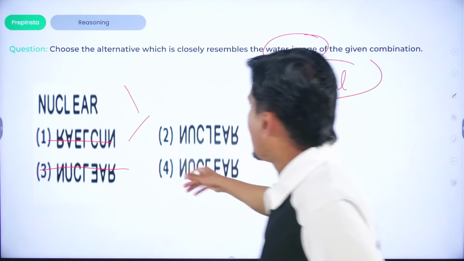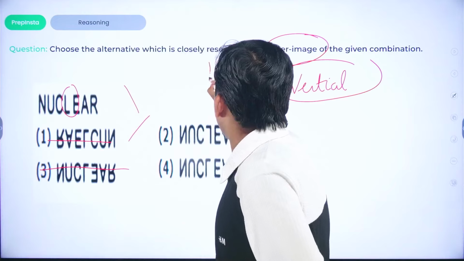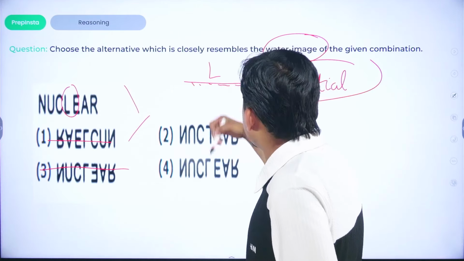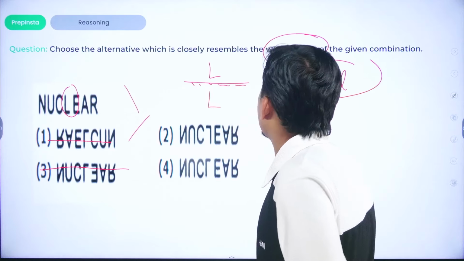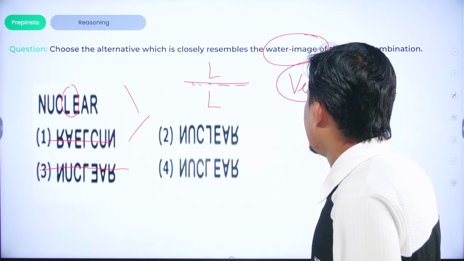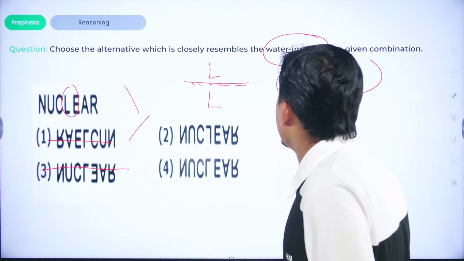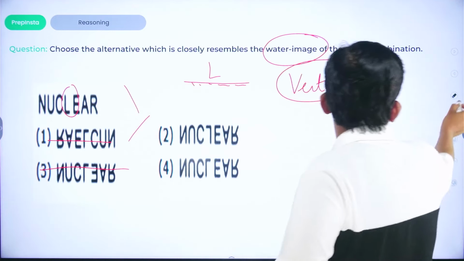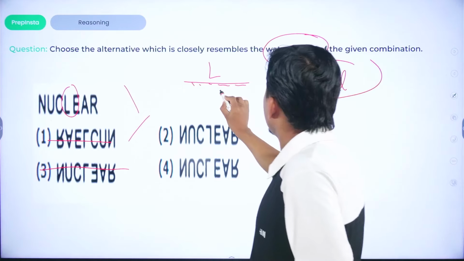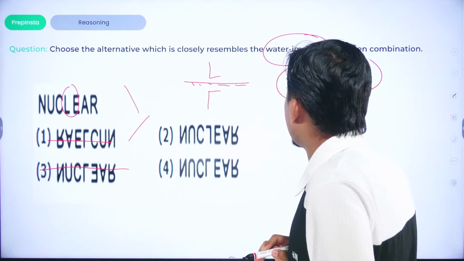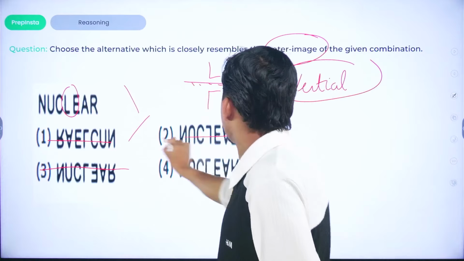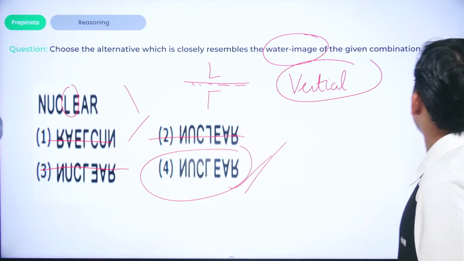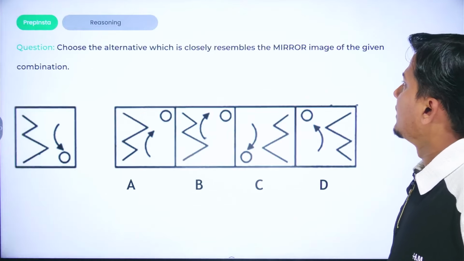Now let us see the orientation for L. If L is drawn here and we have to check the water image, upside down means the water image would be like this, right? So only one option will turn out upside down like this, this would be the right option. So the others would be eliminated, only one option would be left, that is option number 4, right?